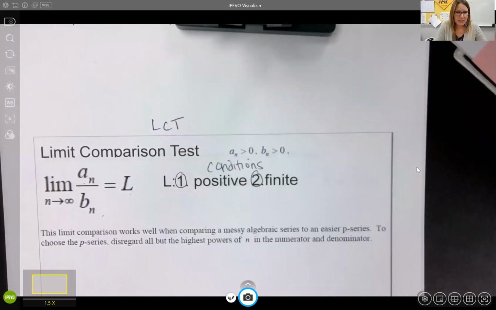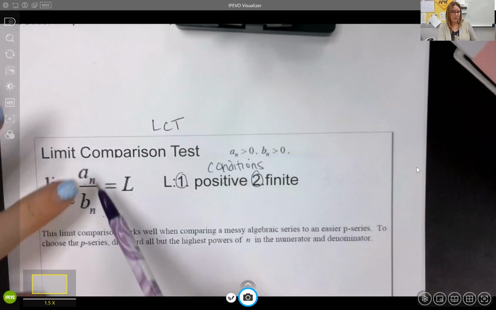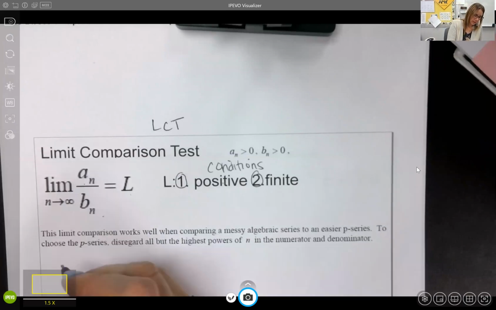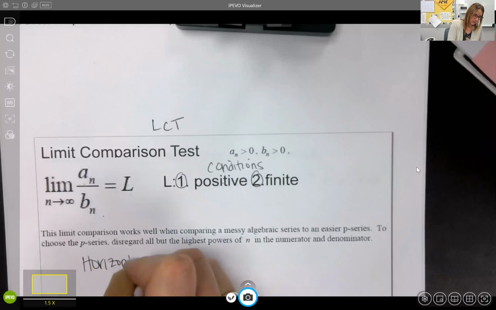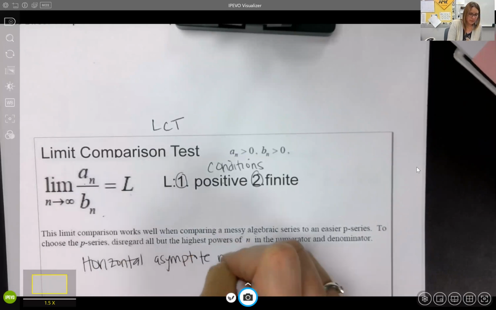So we want to use the limit comparison test when we have a really messy algebraic series and we want to turn that into a p-series to compare it to. Because I know if I do a limit as n goes to infinity and I divide a function by a function, I can use my horizontal asymptote rules, right? So we're going to use our horizontal asymptote rules to figure out what those limits are.